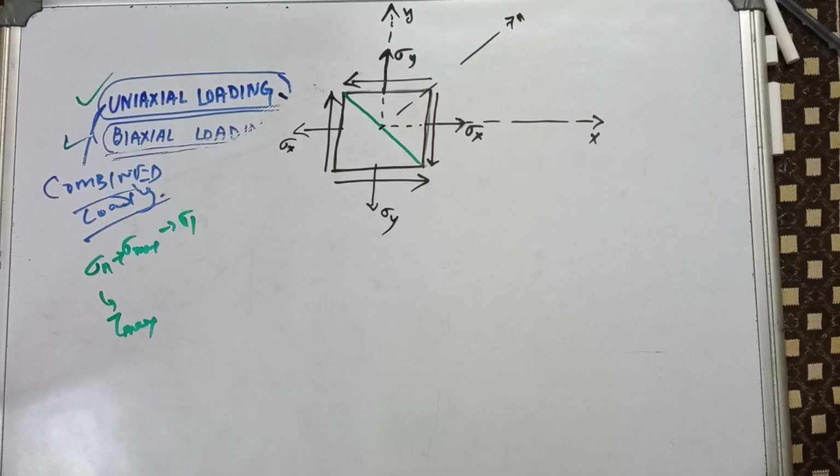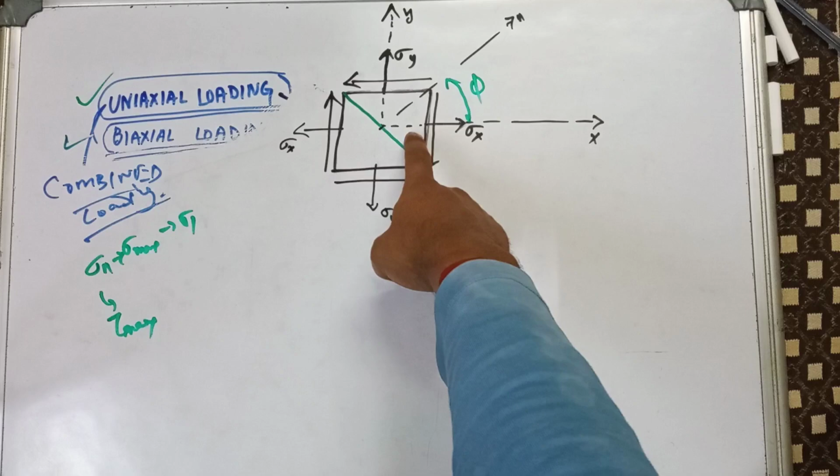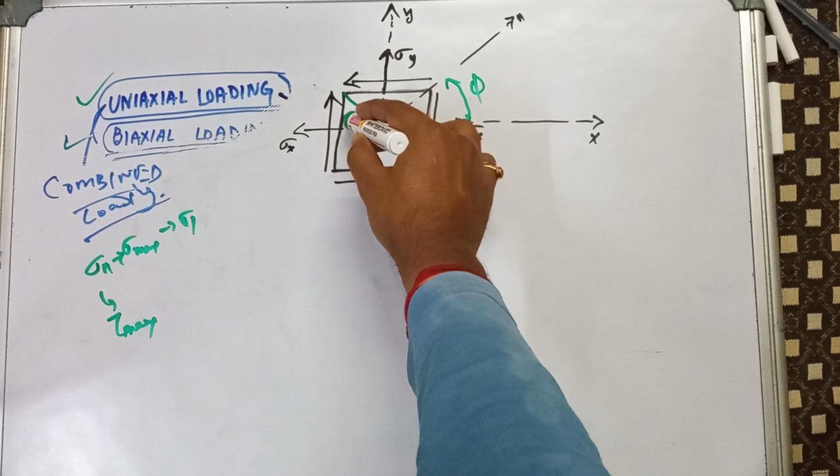Now, that plane is making an angle phi with respect to the x-axis. This is the way I am defining the orientation of this plane. So, if this angle is phi, this is 90 minus phi, this is 90 minus phi, this is 90 degrees. So, this angle is also becoming phi.